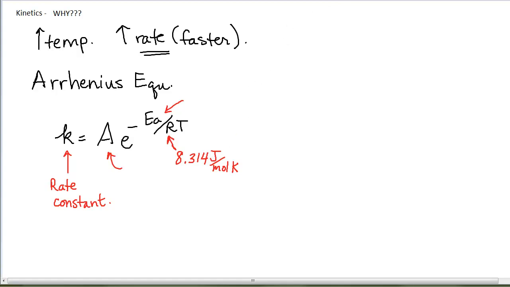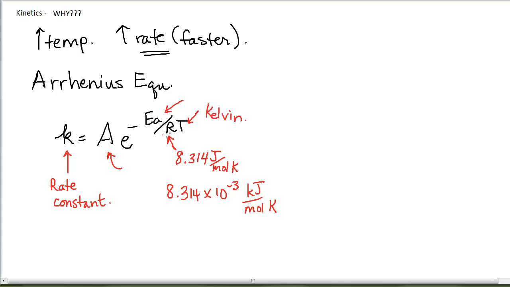Often we'll see the activation energies in kilojoules instead of joules, so you might use your R in kilojoules, 8.314 times 10 to the minus 3 kilojoules per mole per Kelvin. Just a matter of your units. You do have to watch your units. And T is our temperature in Kelvin.